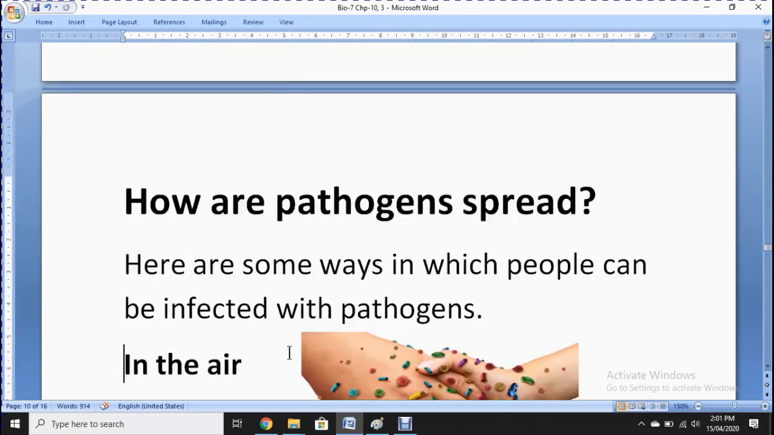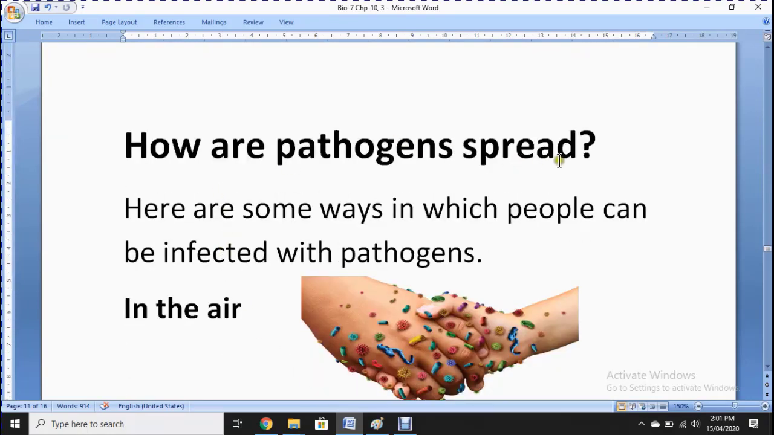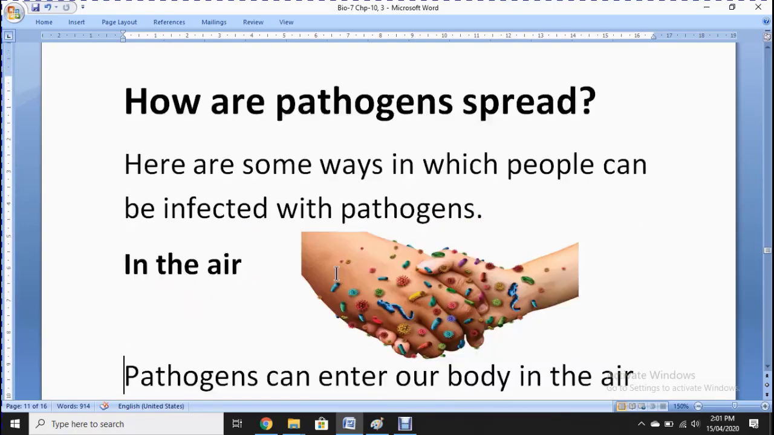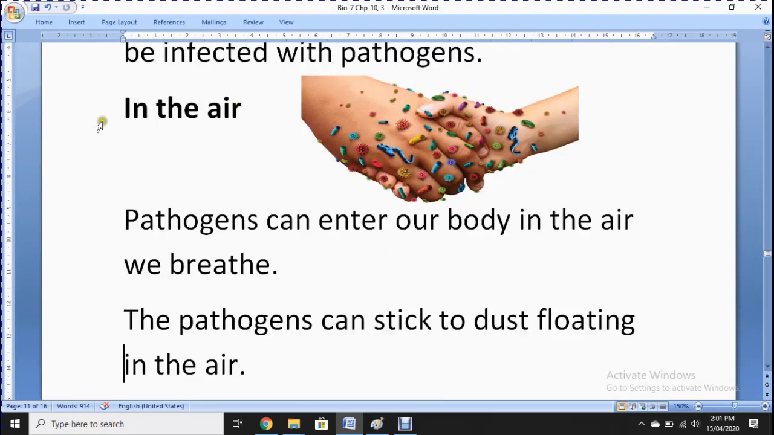So how can it happen? How do pathogens spread? Here are some ways in which people can be infected with pathogens. Let's see them one by one. Number one, in the air.